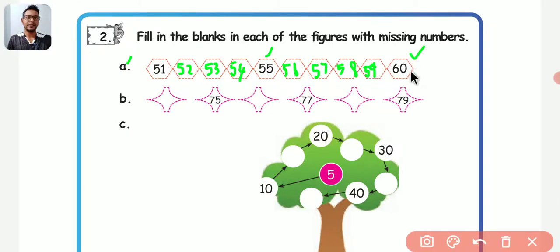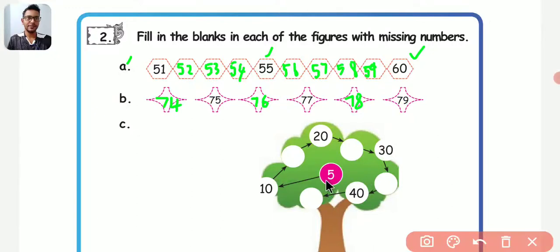Here also we have one sequence: 75, 77. What is the number between 75 and 77? Yes, 76. So this must be 74. 74, 75, 76, 77. Then what is the next number to 77? 78, yes, 78, finally 79.